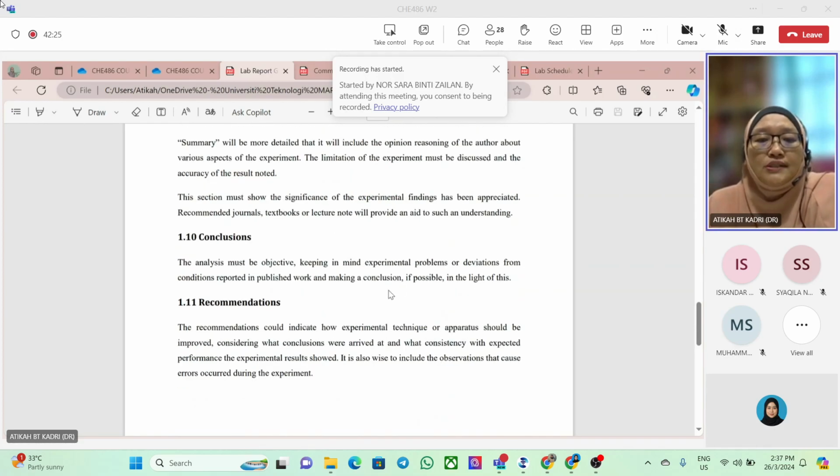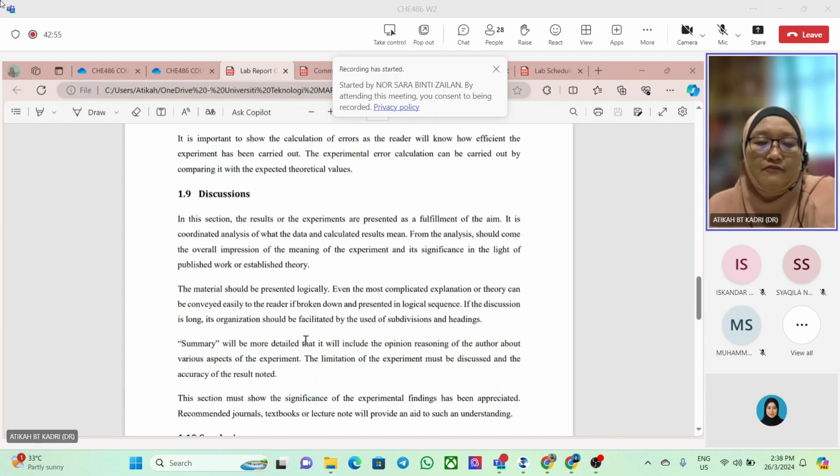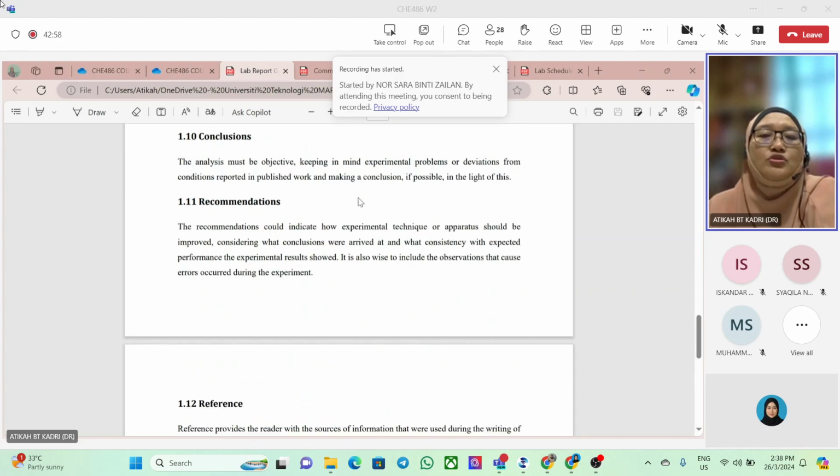And for conclusion, it's basically to state what is the output of the experiment, and whether there is any deviation from the reported or published work, or whether or not you were able to come up with the expected trend and so on. So the conclusion should be in one paragraph. For your discussion, you can have multiple paragraphs, but for the conclusion, I'm expecting you to come out in one paragraph only.